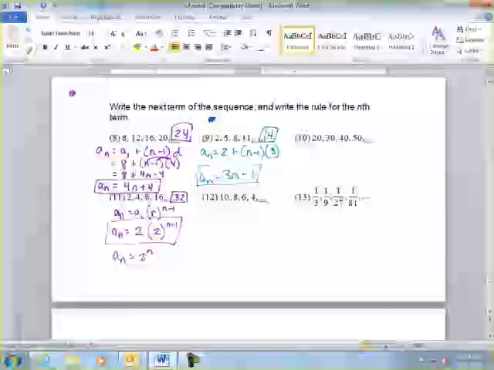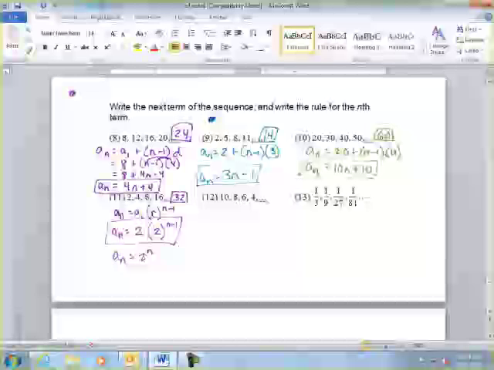Number 10 is also arithmetic, adding 10. So that means our next term should be 60. Using that same arithmetic rule, a sub 1 plus n minus 1 times d. When we distribute and clean that up, it ends up at 10n plus 10.